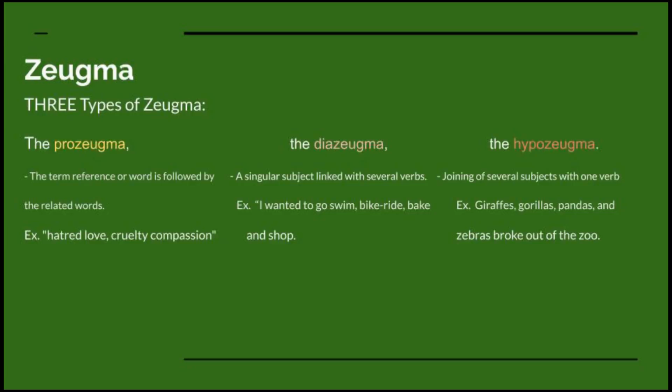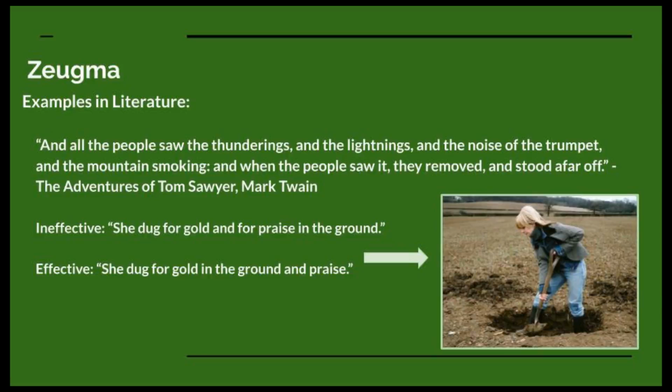As you can tell, zeugma also uses parallelism, in that there are multiple clauses in which the joining word applies. Moving on to the examples in literature. The first example we have presented today is from The Adventures of Tom Sawyer, written by Mark Twain. And it goes, "And all the people saw the thunderings, and the lightnings, and the noise of the trumpet, and the mountain smoking. And when the people saw it, they were moved and stood afar off."